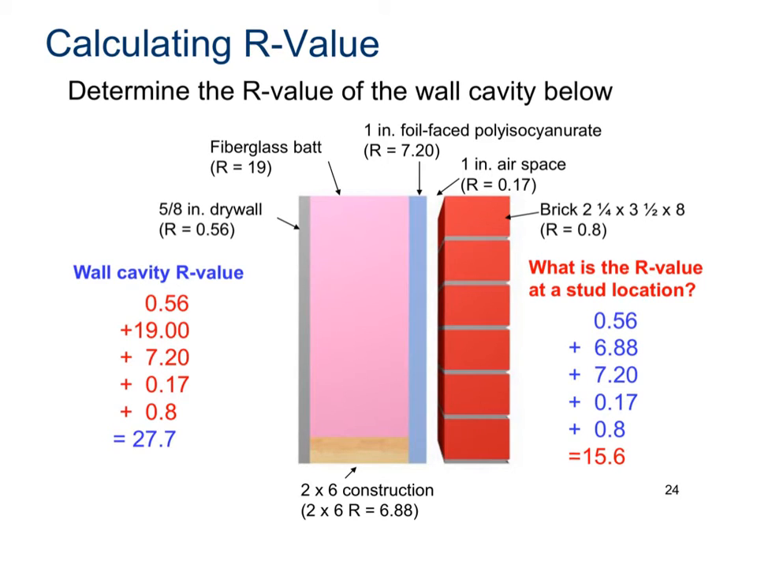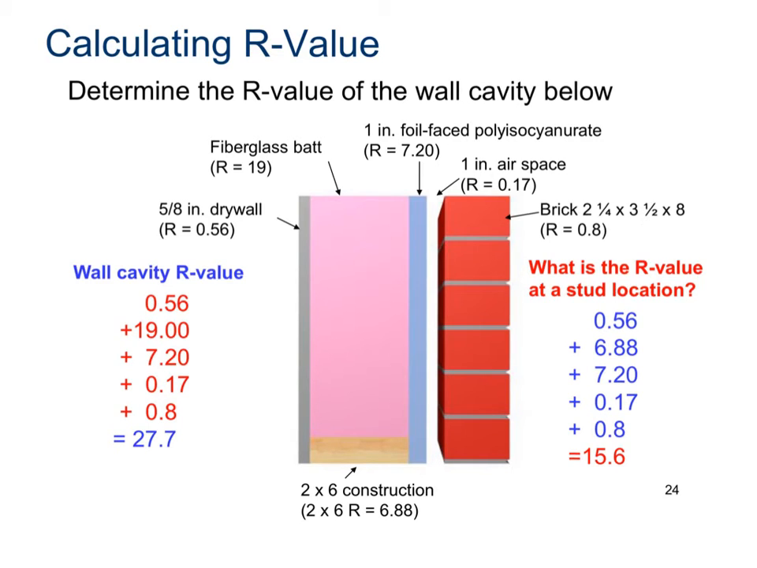Now, if we look at the part where it says, what is the R value at a stud location? That's there at the bottom. Notice it is smaller, so that fiberglass is really making a difference when it comes to that R value. We want a larger R value because that's going to resist more of that temperature change or that thermal energy transfer.